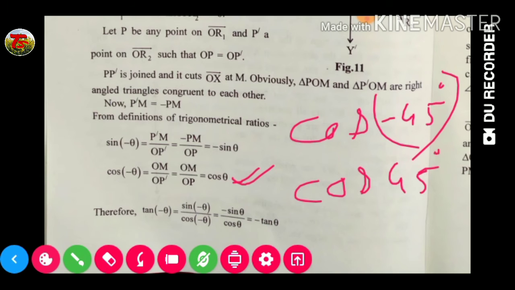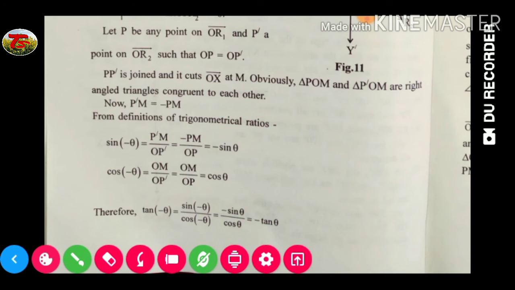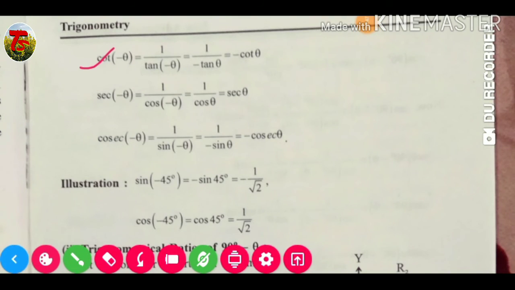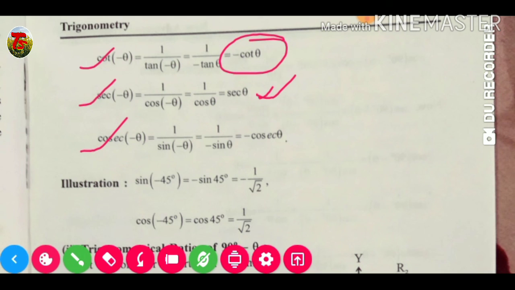Now for tan theta, only these two are sufficient. From these two we will get the remaining ratios. Tan minus theta is equal to sin minus theta divided by cos minus theta, and sin minus theta we got minus sin theta, and cos minus theta we got cos theta. So minus divided by plus, it will be minus tan theta. Similarly we will see cot theta, sec theta and cosec theta. So cot minus theta will be minus cot theta, sec minus theta will be sec theta, cosec minus theta will be minus cosec theta.